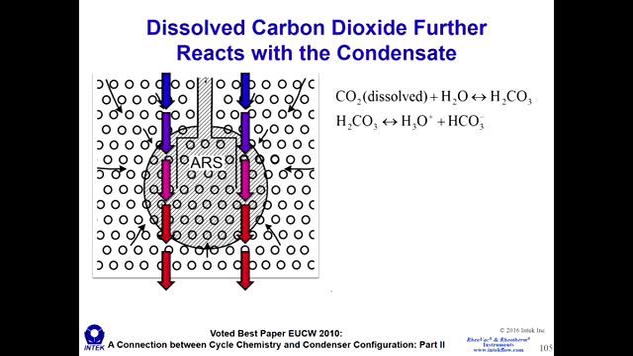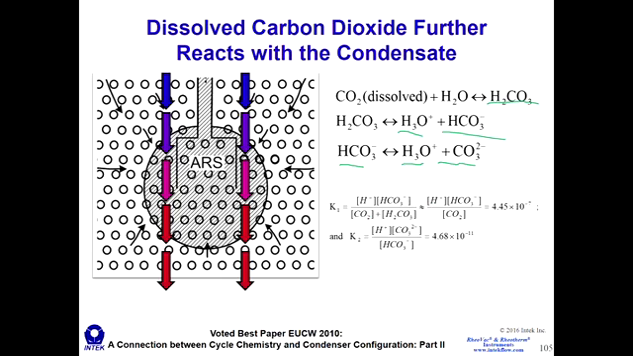So what happens with carbon dioxide when it reacts with water is it forms carbonic acid. So here's carbonic acid. And that carbonic acid dissociates into hydronium and bicarbonate. And that bicarbonate dissociates into more hydronium and carbonate. So it reacts with the water. And here are some of the reaction constants for this chemistry.